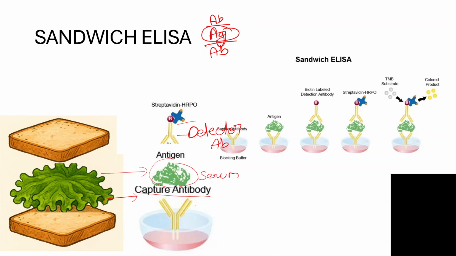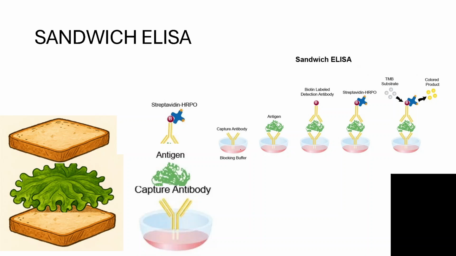So what is happening here? We are taking a microtiter well pre-coated with a capture antibody. Then I am applying the patient serum sample having the antigen. Now I am applying the detector antibody, enzyme labeled, and then when I add my substrate chromogen complex, color is produced. This is sandwich ELISA. Clear?